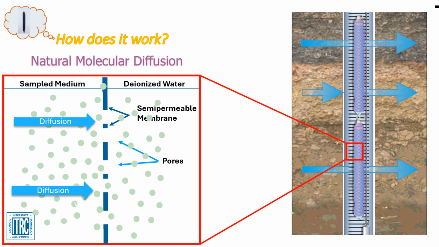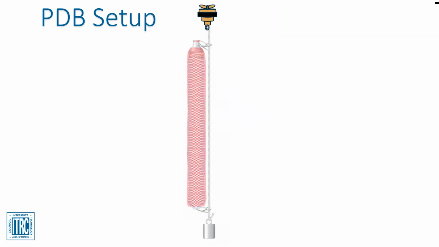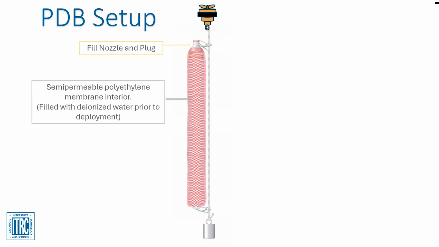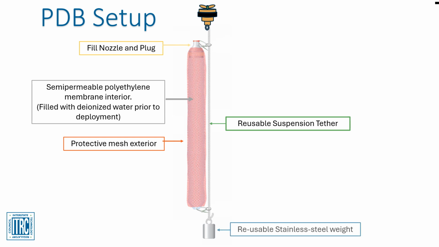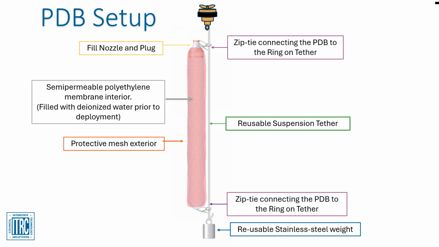The main parts of the PDB sampler are a semi-permeable polyethylene membrane with a fill nozzle and a plug. This is filled with deionized water prior to deployment. A protective mesh outer cover. A reusable suspension tether with a well ID tag and PDB connecting rings, and a reusable stainless steel weight at the bottom. Zip ties to connect the PDB to the tether line, and a well cap from which to hang the top of the tether.